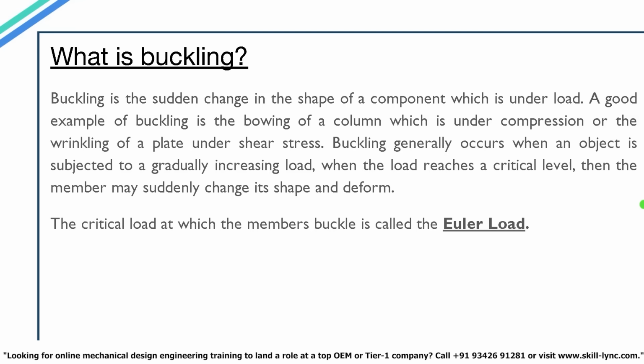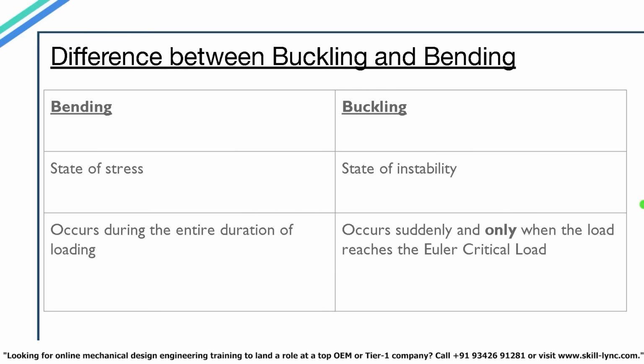Buckling generally occurs when an object is subjected to a gradually increasing load. When the load reaches a critical level, the member may suddenly change its shape and deform. The critical load at which the member buckles is called the Euler load. People often confuse buckling and bending.